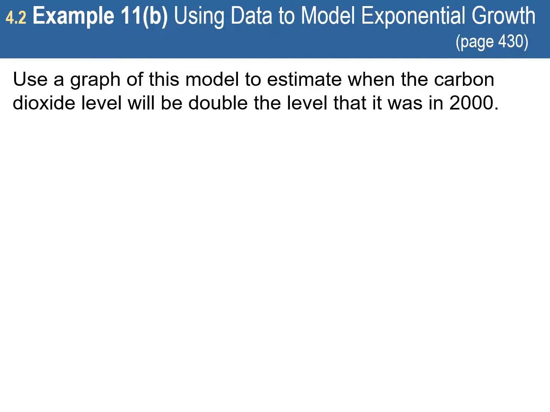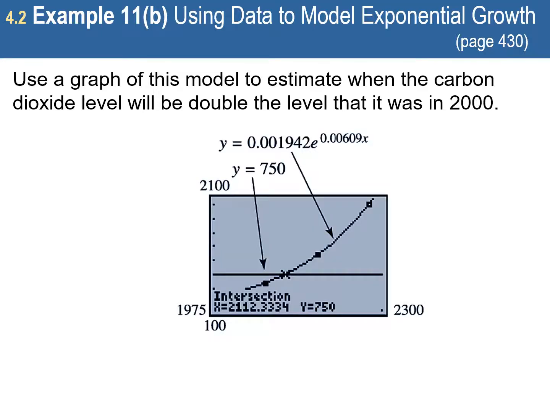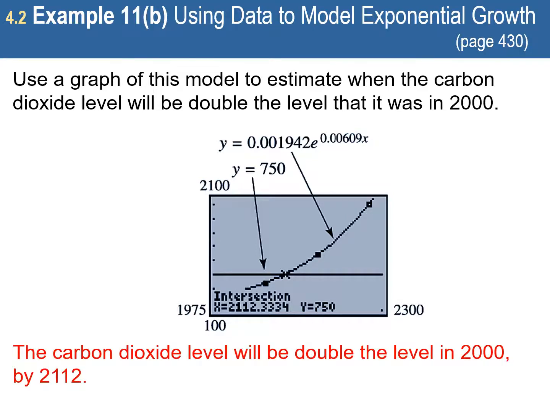Now use a graph of this model to estimate when the carbon dioxide will be doubled what it was in 2000. So if you graph these, we see that carbon dioxide will be doubled in about 2012. This is very hard to see off the graph. The good news is we're not going to be doing these on a graphing calculator.